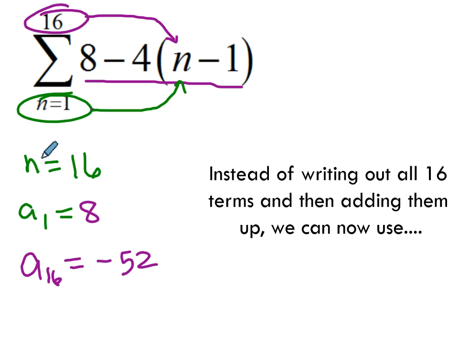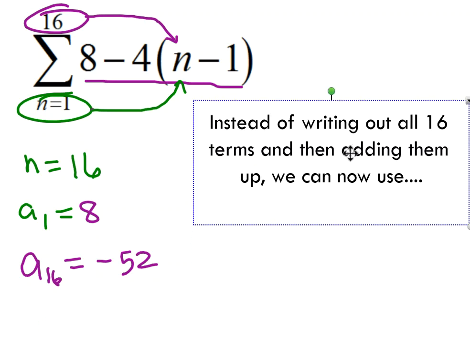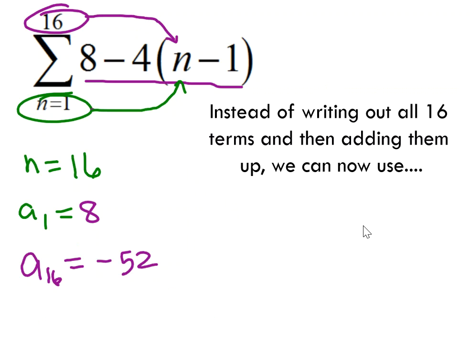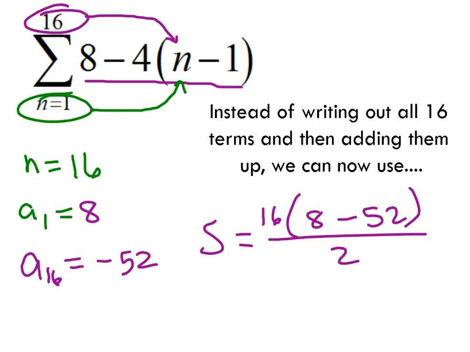Okay, so there's my N, my first term, my last term, and now I'm going to do the sum formula. So I have my sum is equal to 16 times 8 minus 52 over 2, which comes out as negative 352.